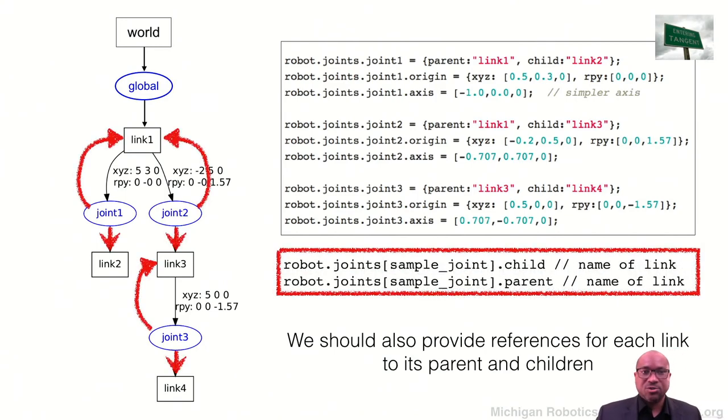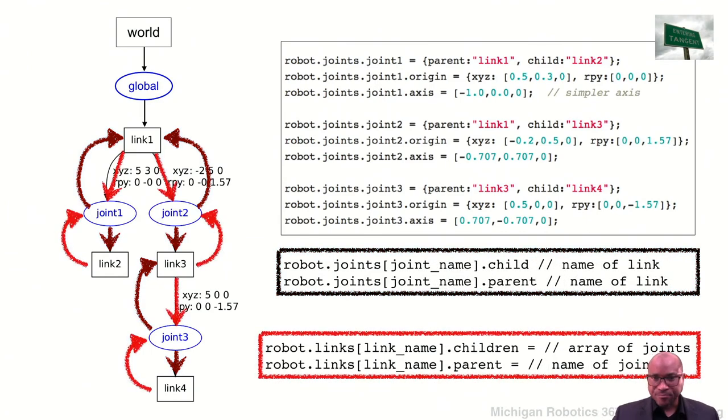We should note that in the URDF file, the joint specifies its child and its parent. What we need you to do is go through and write a few lines so that the links can also specify their children and their parents. We should note that a link could have zero to multiple children, but only one parent. Doing a little bit of bookkeeping ahead of time will save us some time later on.